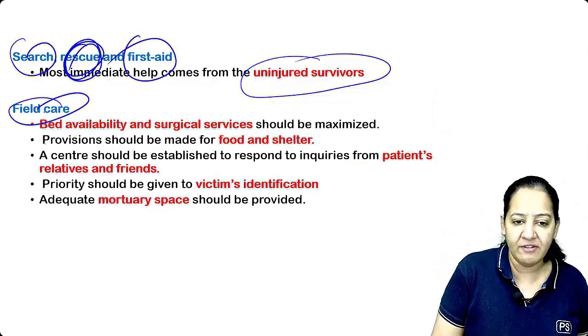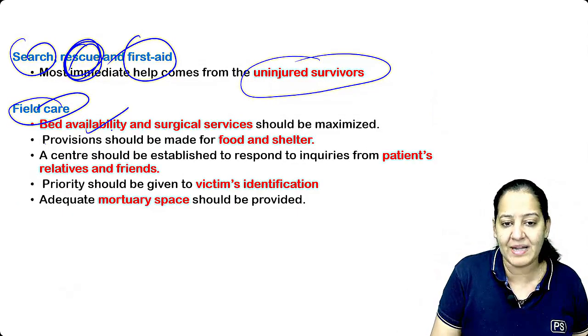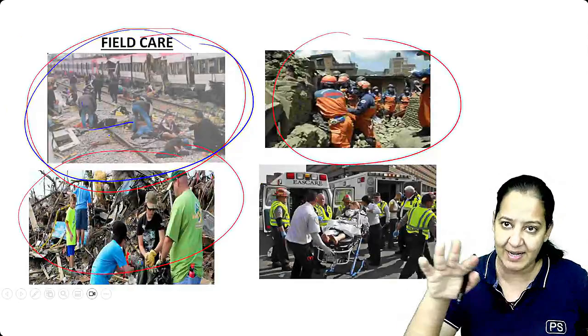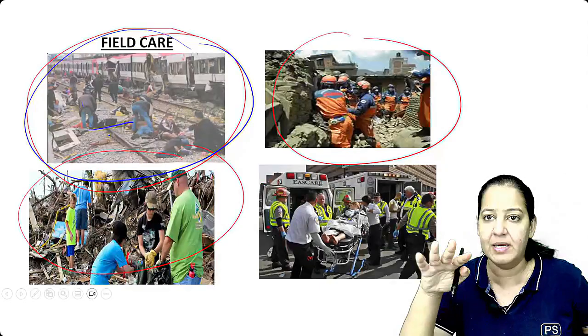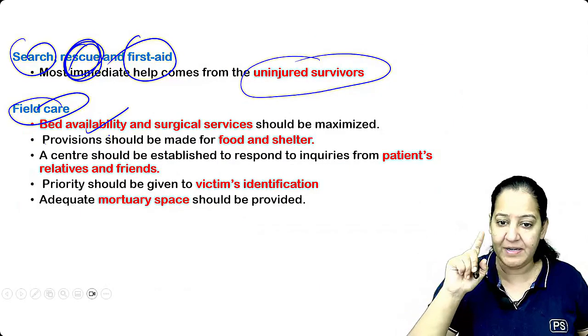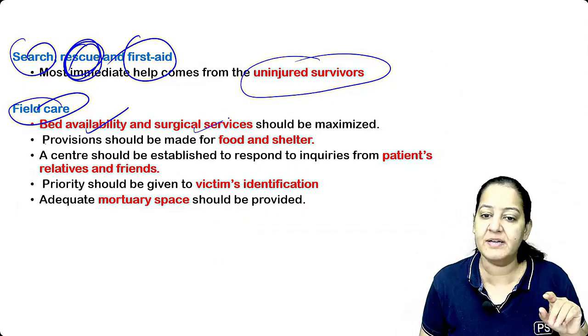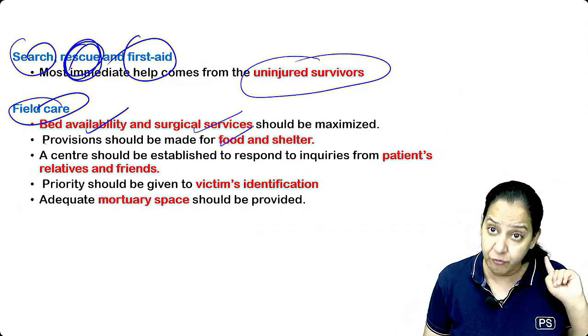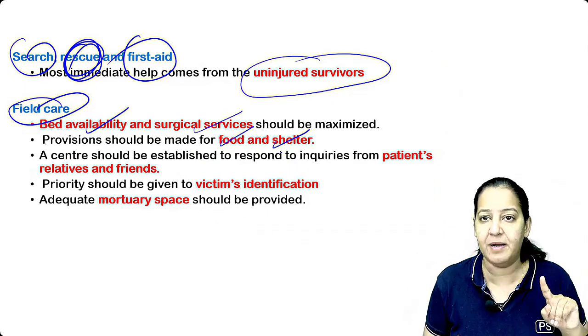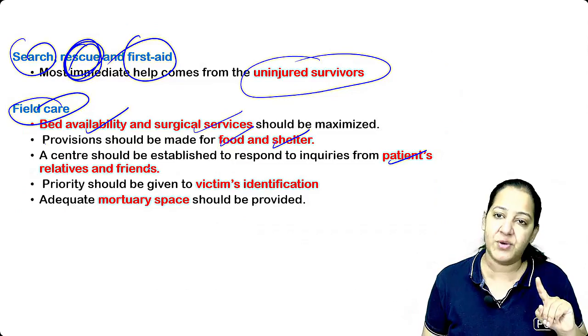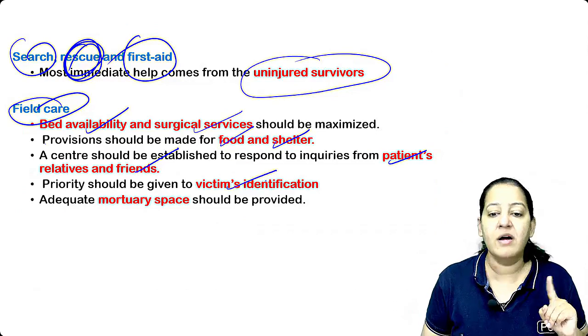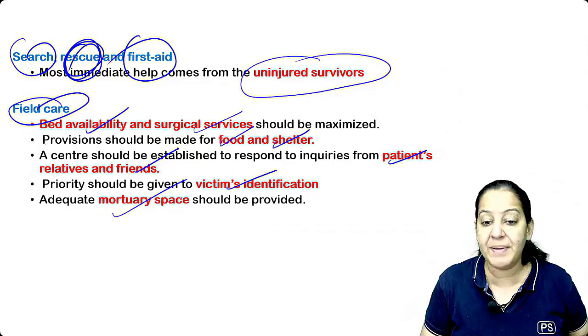After that, the second is the field care. Now, in the field care, you do the bed availability. You will make tents there only for the stay of the people. You will give the bed availability. You will make doctor staff available there. Surgical services will be available there. Food should be available. Shelter should be available. And you have to inform the patient's relatives, patient's friends. Victim identification. And you have to make a big space for the mortuary.